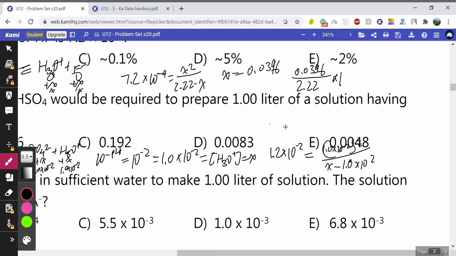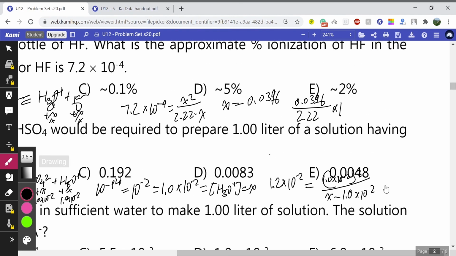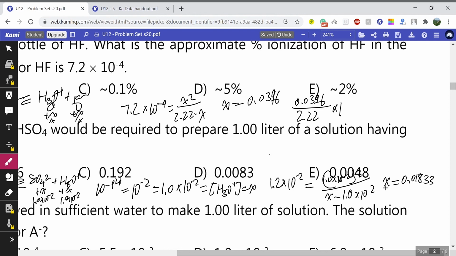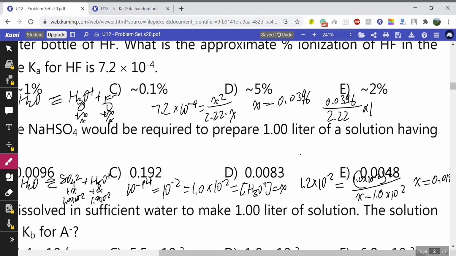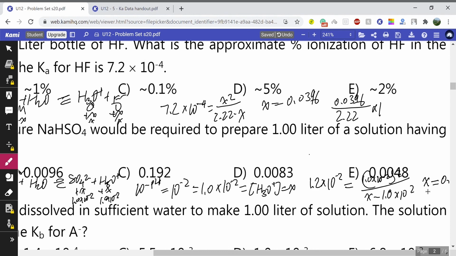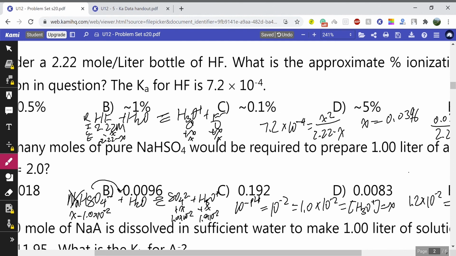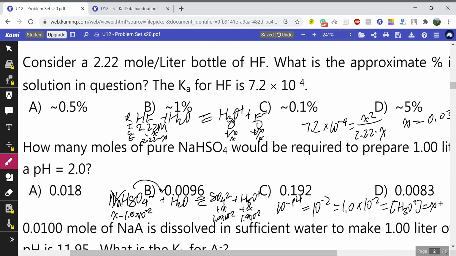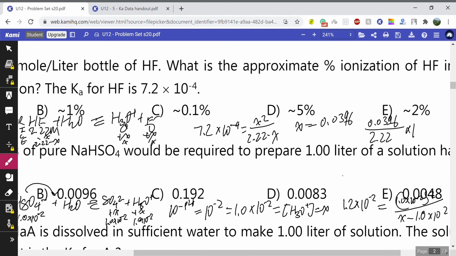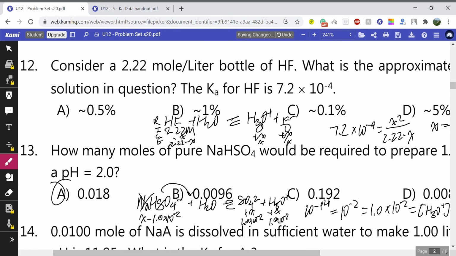And now that will give me an x value of 0.01833. And to remind, this x value, maybe I made it confusing, is not the concentration of H3O plus at equilibrium. We found that with the x value over here. Now, this x value that we just found, using the equilibrium equation, should be the initial of our NaHSO4, and we found that to be 0.0183, which rounds to answer A, 0.018.